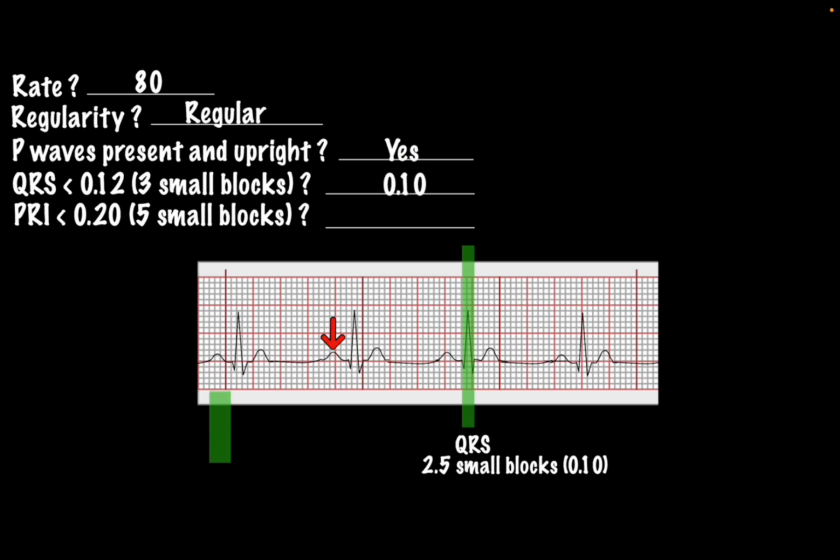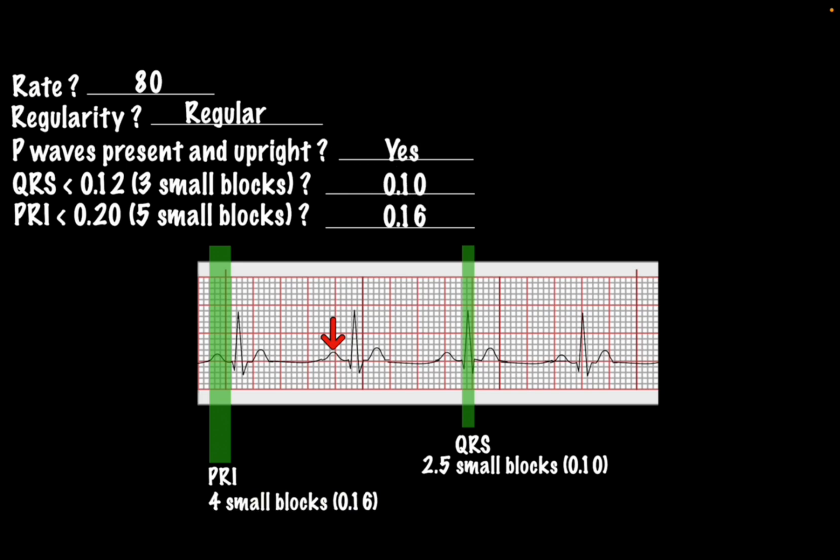And now we got to measure the PRI from the beginning of the P wave to the beginning of the QRS. So obviously the atria fired. PRI looks like it's right at 4 squares. So we're going to call that 0.16. We'll put that up here.